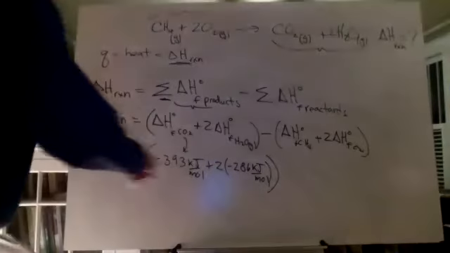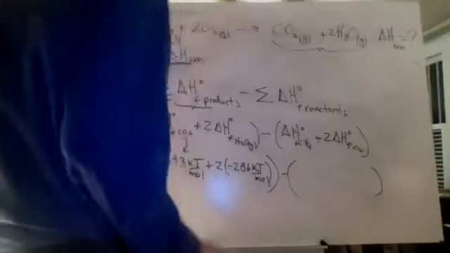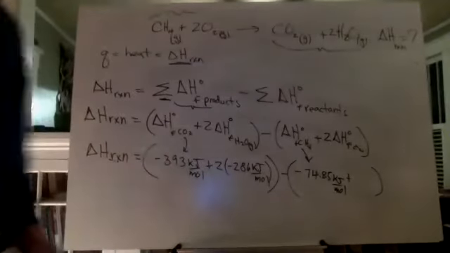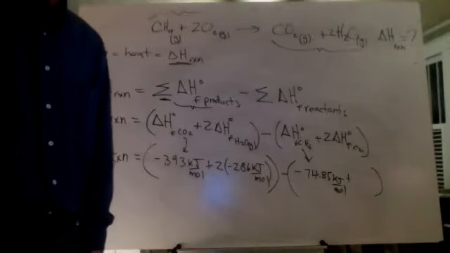And that'll be the sum of the heats of formation of our products, minus the sum of the heats of formation of our reactants. And you're told in the problem that the heat of formation of methane is minus 74.85 kilojoules per mole. So that one goes there, plus 2 times the heat of formation of oxygen. And do you know what the heat of formation of O2 is? Anyone?